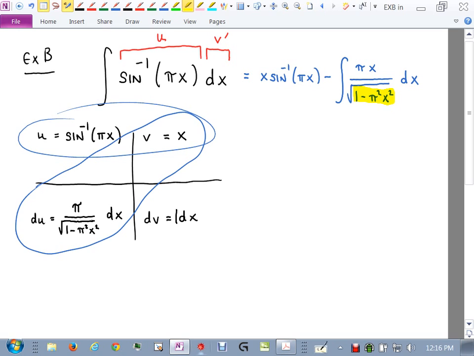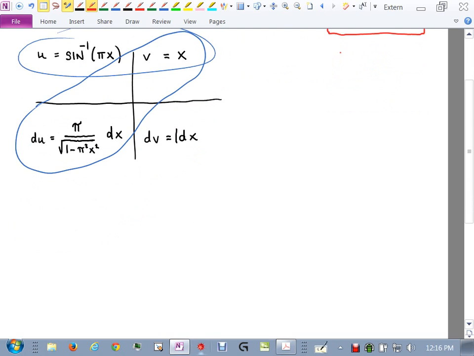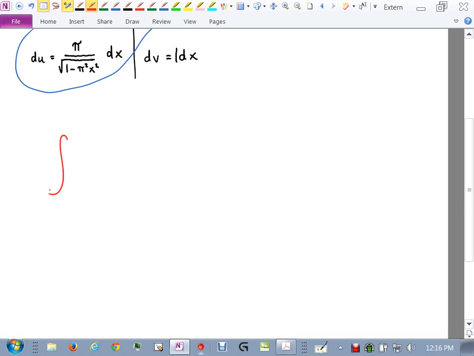But I'll continue. I'm going to take it all the way. So what I'd like to do now is take my little zoom in glasses here and just look at this integral. And I'll come back and put the answer in at the end. So I'm going to scroll down and do some work down here. I've got integral pi x over square root of 1 minus pi squared x squared dx.